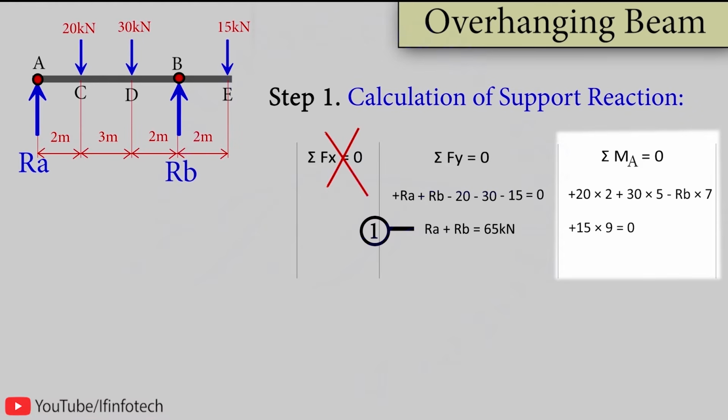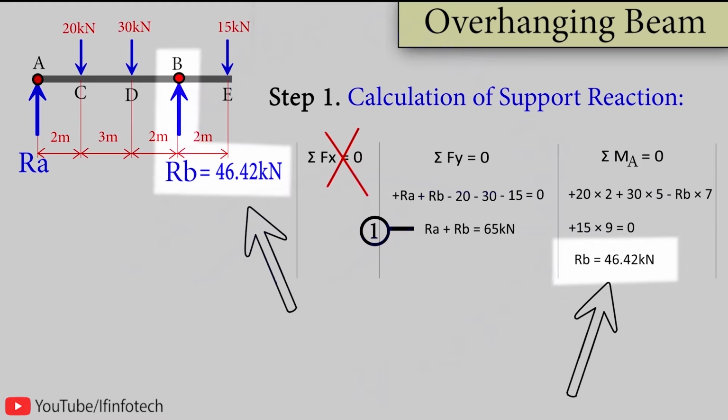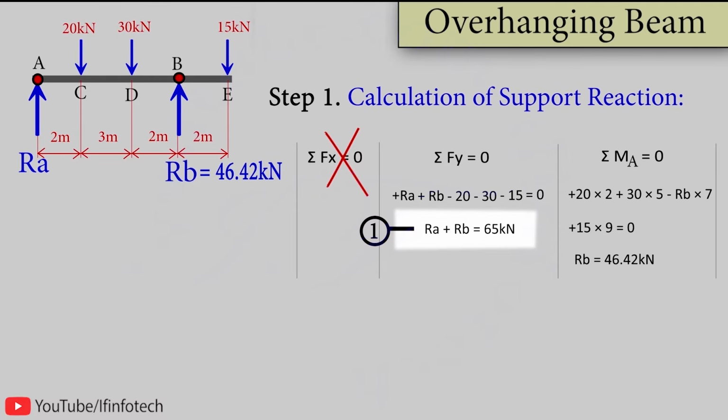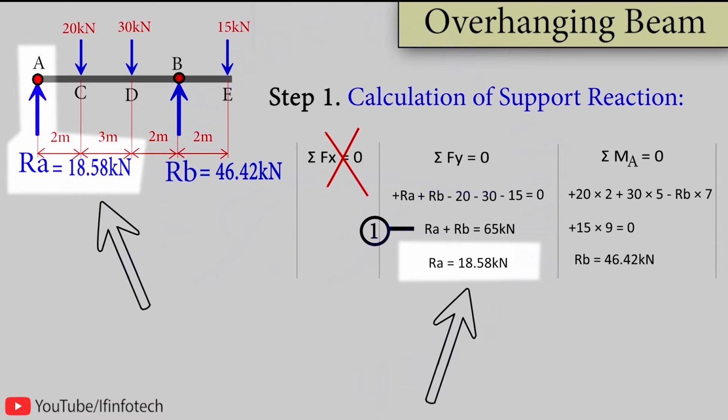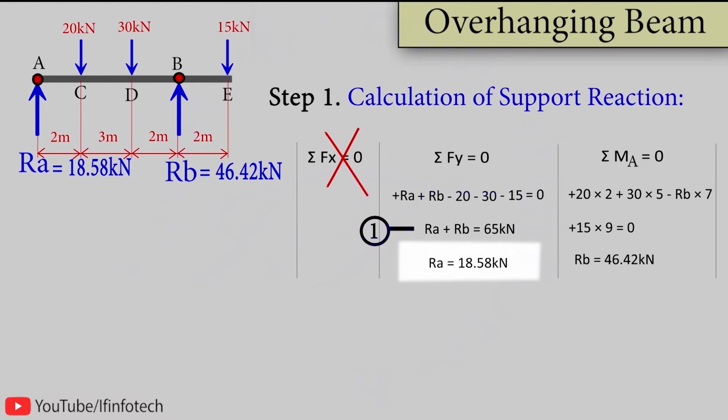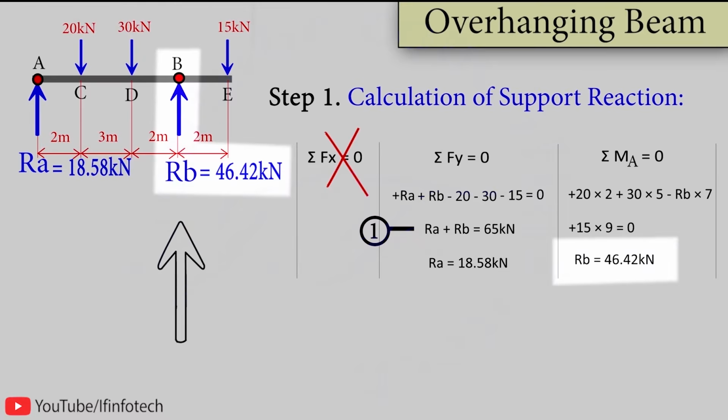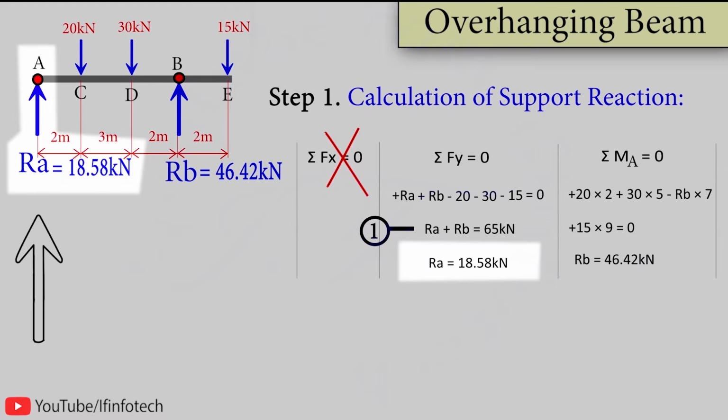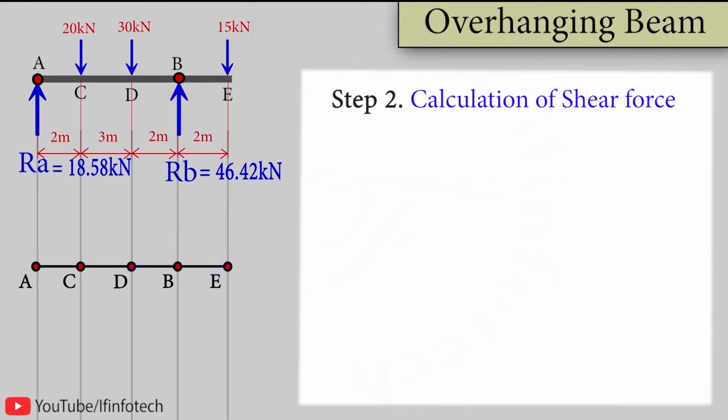So these are the moment which we have. So therefore by calculating this, I will get answer of Rb as 46.42 kN. Now I put this value of Rb in equation number 1. I will get the value of Ra as 18.58 kN. So this is the first step where I have calculated values of support reaction, that is Rb as 46.42 kN, Ra as 18.58 kN. Now the second step is shear force calculation.